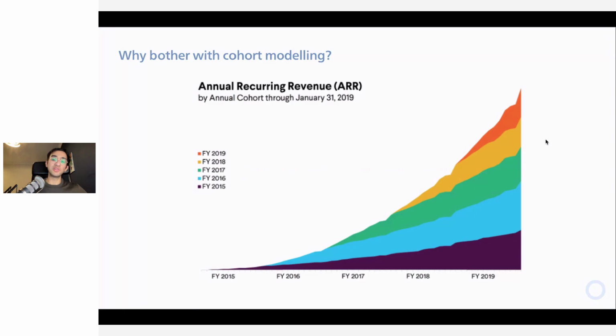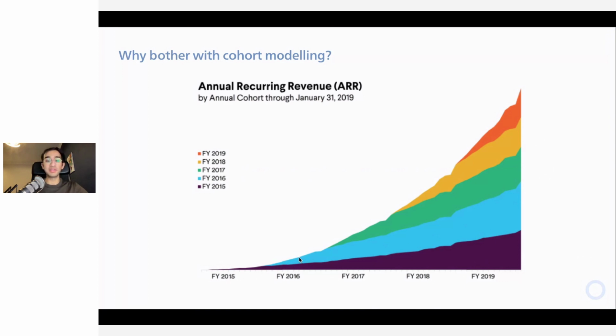You may have seen charts like this if you're in the finance world at all. If you're not familiar with this color scheme, this is actually a chart of Slack's revenue. So Slack, the team communications app, this is their revenue over 2015 to 2019, and this is split up into cohorts. Now, the cohorts here are according to when the customers first signed up for Slack. And so this purple band you can see at the bottom, these are all the customers that first signed up in 2015.